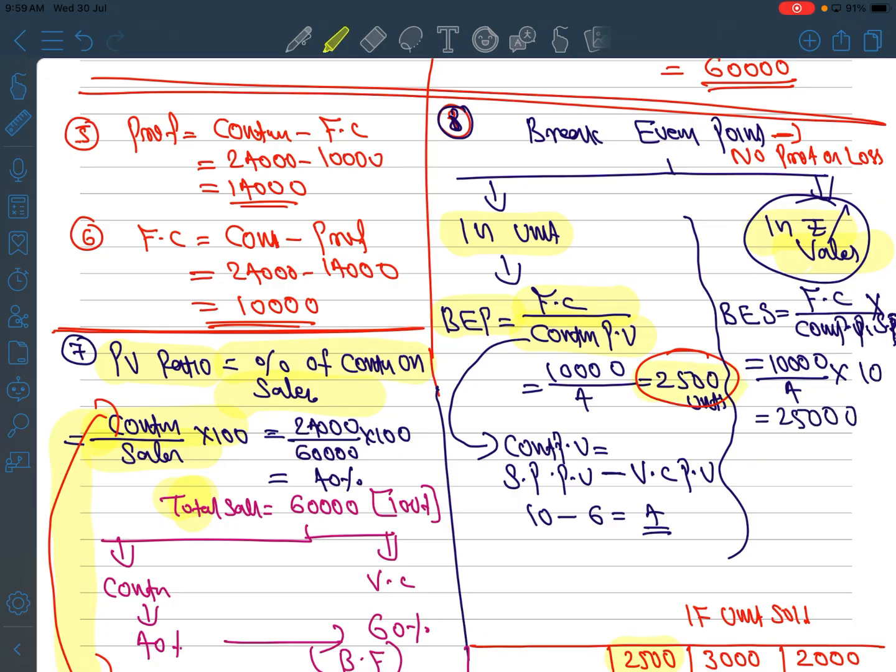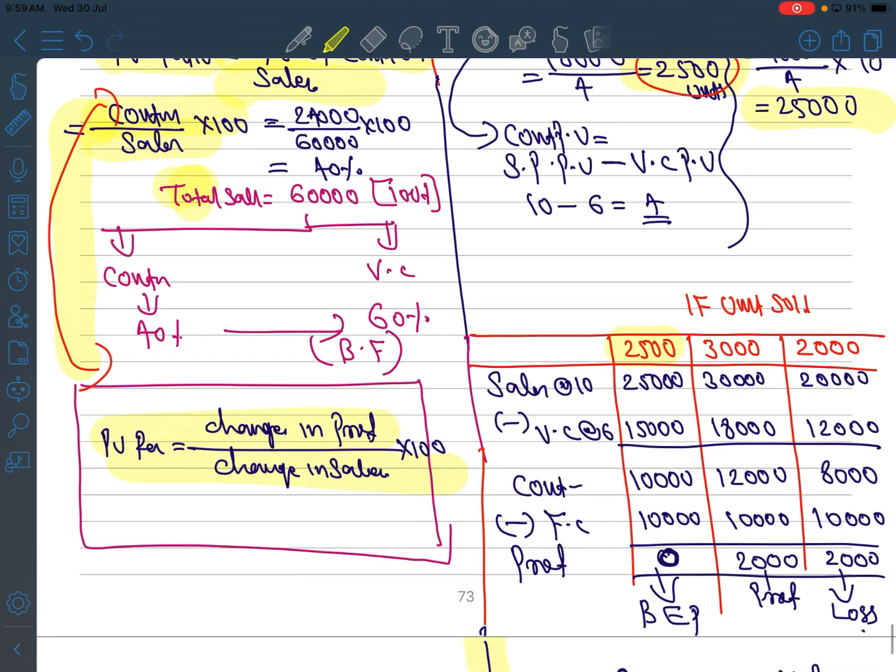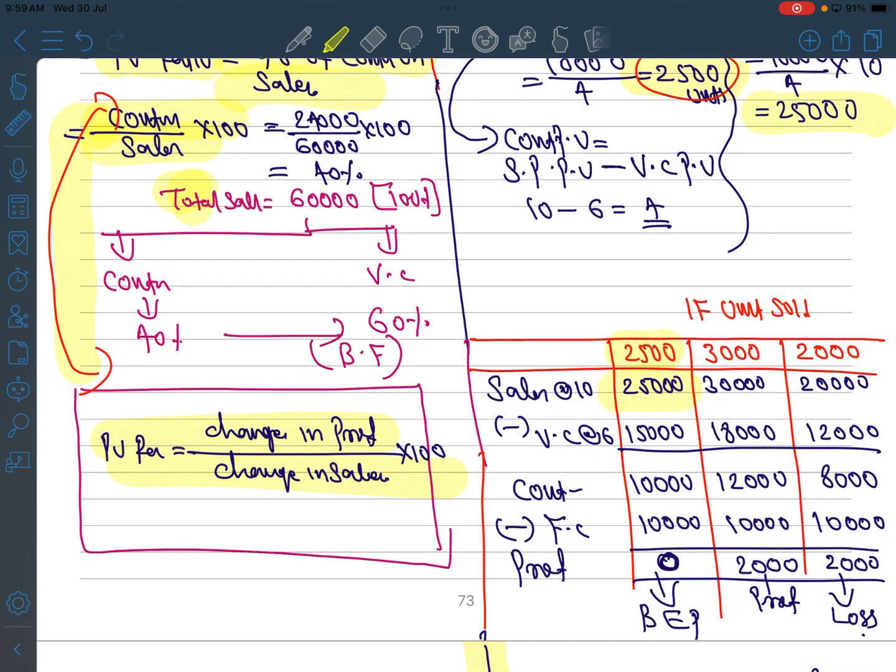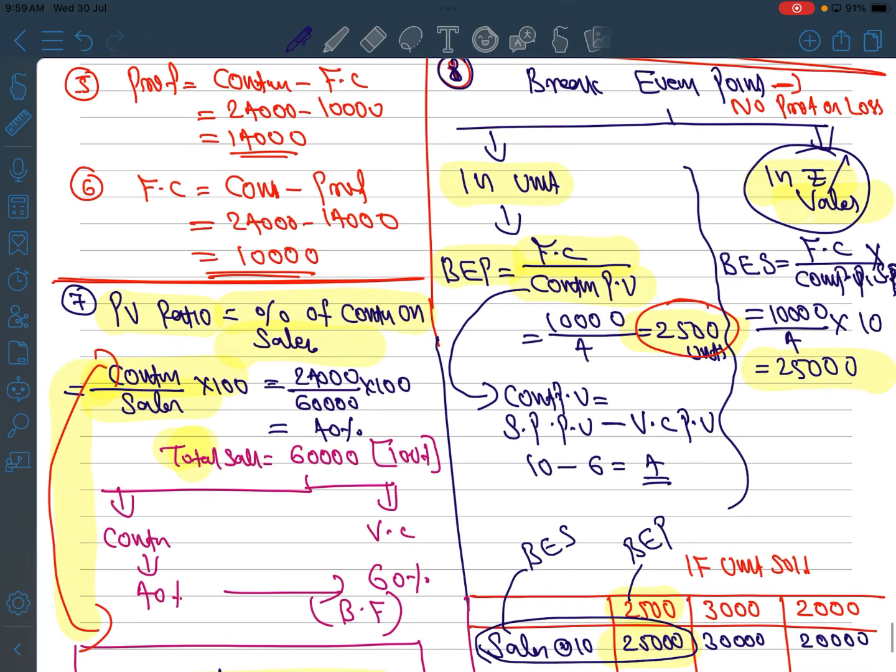What is the meaning? How many rupees? So here, 25,000. This is the amount. This is the break-even sales. This is the break-even point in units. If you got the break-even point, you just multiply it with the selling price per unit, then you will get break-even sales. Nothing great. We have another equation to find out.